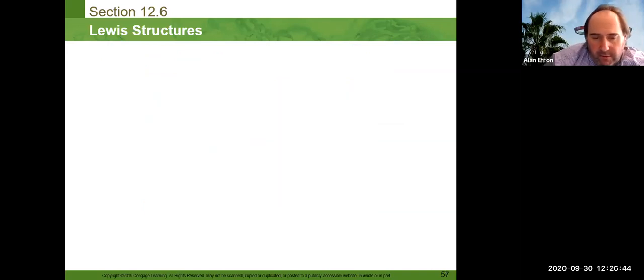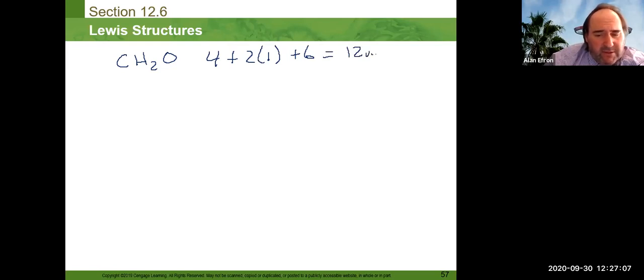CH2O. So in this particular case, again, we're going to start with the valence electrons. So that is 4 for my carbon. I have 2 hydrogens, each at 1. And we have oxygen there, which is group 6. So that is 4 and 2 is 6. So that is 12 valence electrons.